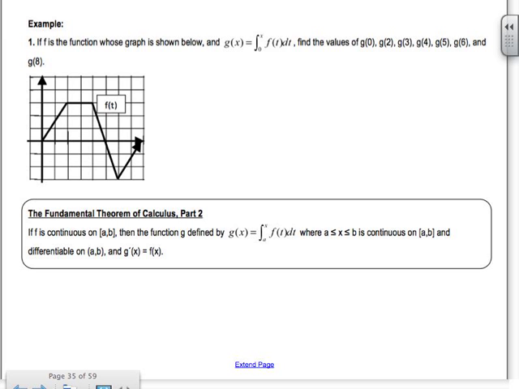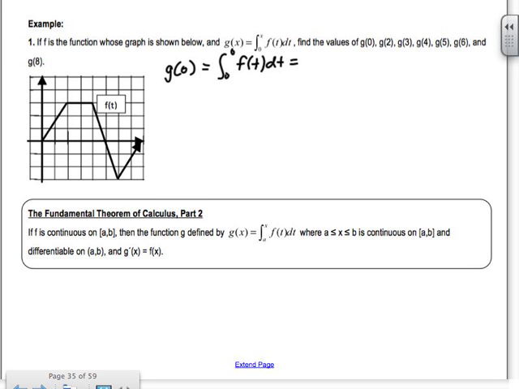Okay, so we're creating this g of x. You're going to see these different values. It's like we're doing a t-table for g of x. All right, so if I have g of 0, so that would be the integral from 0 to 0 of f of t dt. What would it be? 0 to 0? 0. There's no width there.